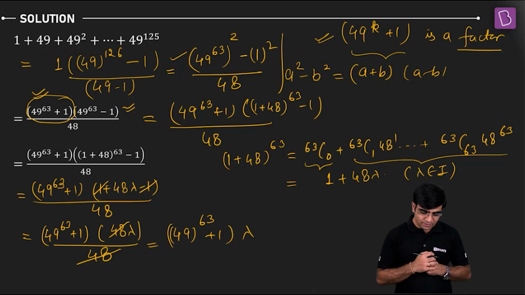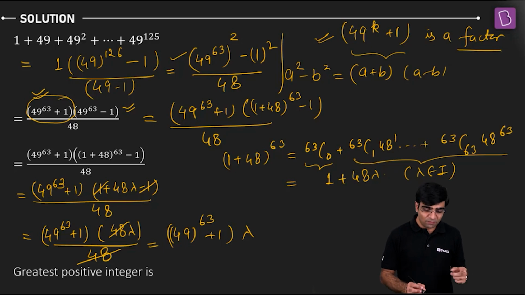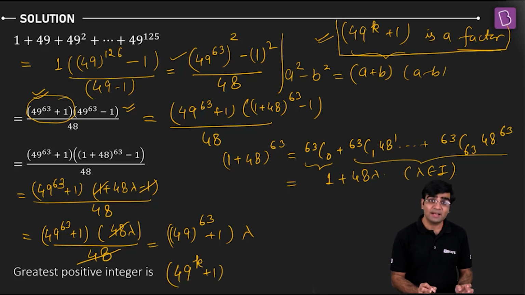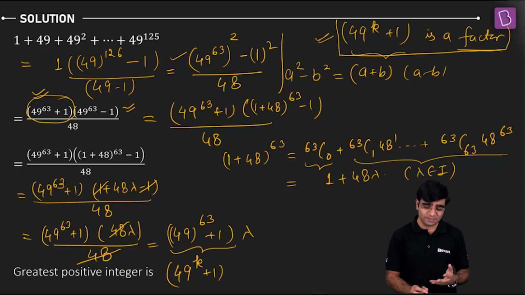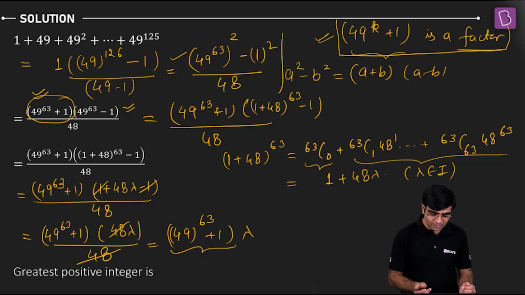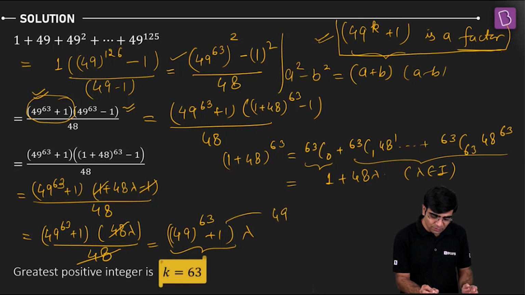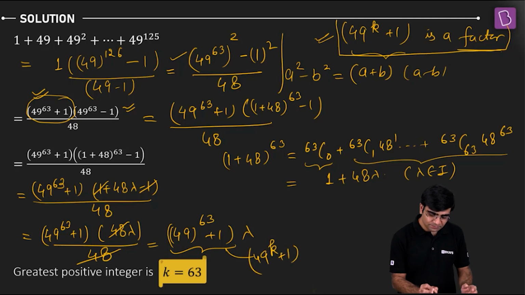And if this is the case, the greatest positive integer value k for 49^k + 1 to be a factor. If I am comparing it with 49^k + 1 as a factor, we have a factor as 49^63. So the value of k becomes nothing but equal to 63. The moment you compare this with 49^k + 1, I'll write it here, so this is to be compared with 49^k + 1. So k becomes 63. That's the greatest integer which we can report here.